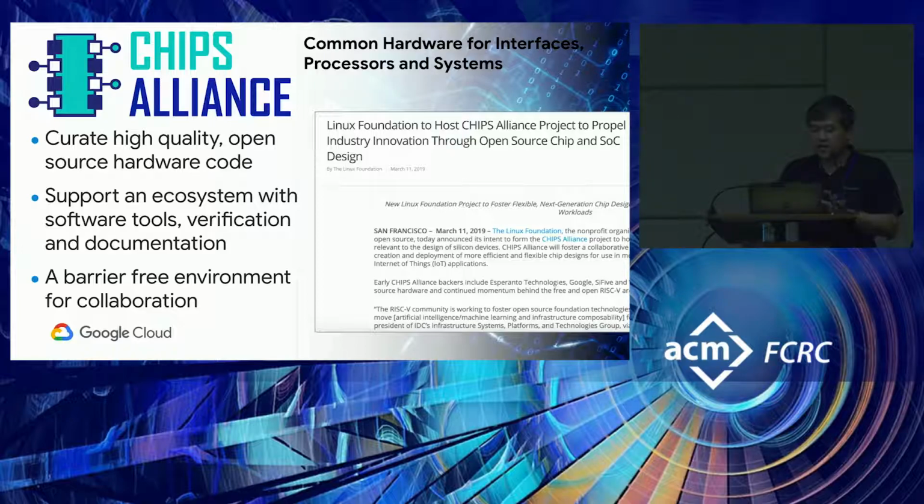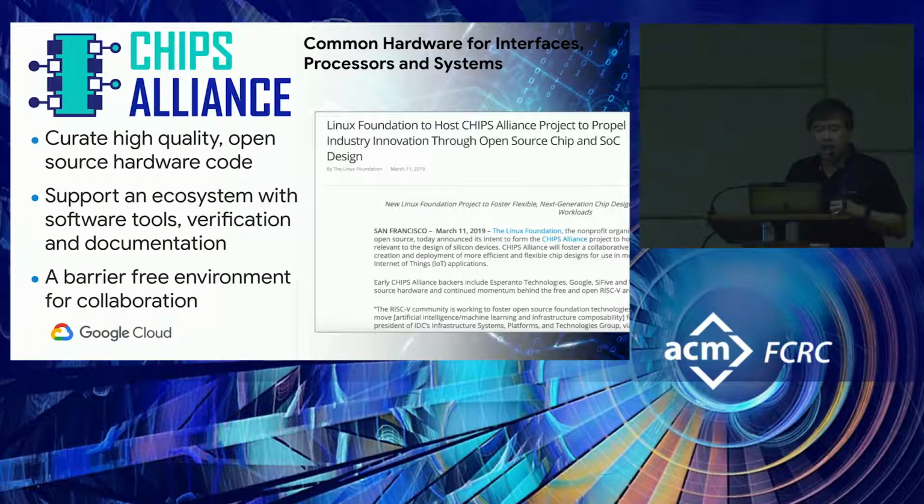I'll talk a little bit about the organization of it, but let me talk about the goal first. The goal of CHIPS Alliance is to provide a curated, high-quality, open-source hardware code. We believe that this is doable only with the support of an ecosystem that has software tools, verification, and documentation. I think it's really critical that it's not just a repository or a foundation for the RTL, but it actually tries to address all the things needed in order to turn that RTL into a viable SoC that actually has legs. You can actually use it for meaningful things.